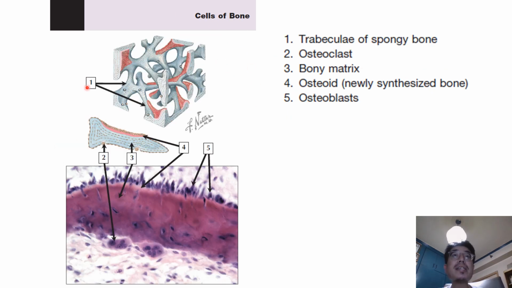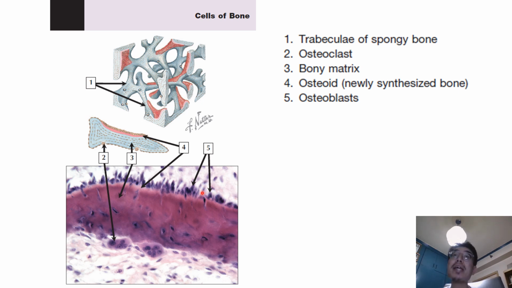Shown here is a schematic of spongy or trabecular bone and the corresponding light micrograph of a trabecula in spongy bone. Osteoblasts, labeled here as number 5, the basophilic cells over here, are bone-forming cells derived from the progenitor cells present in the surrounding connective tissue and bone marrow.